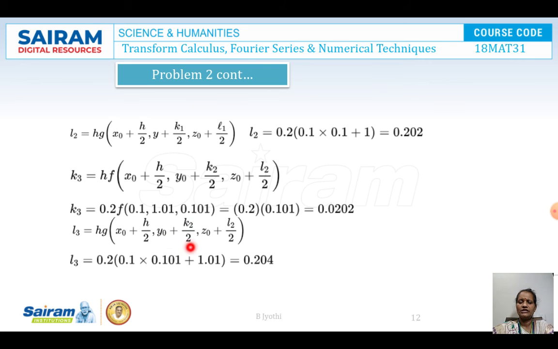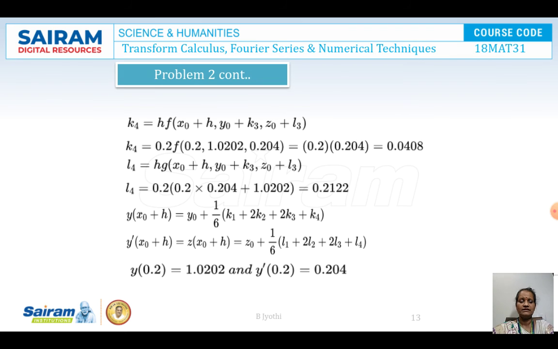Next, L3. So, L3 is given by 0.2 into the respective values, x naught plus h by 2, y naught plus k2 by 2 and z naught plus L2 by 2. That on simplification and substitution we are getting 0.204 as the L3 value.